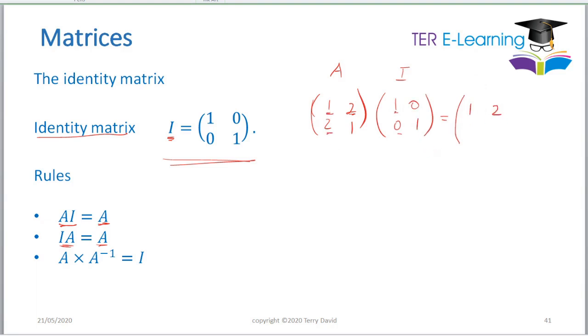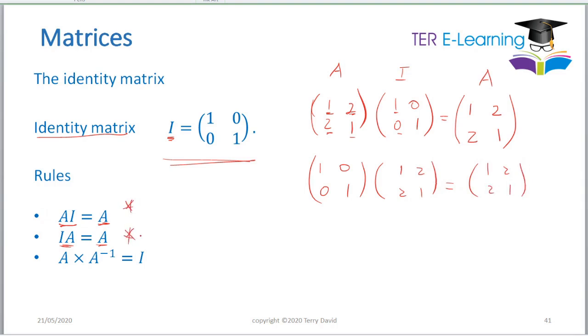Then 2 by 1 gives me 2, and I'm going to add it to 1 by 0. So this is going to be 2. And then when you work out the last element, you're going to get the same thing. So therefore, any 2 by 2 matrix multiplied by the identity matrix, I'm going to get back the same matrix, right? And the same thing applies if I do it in a reverse order as well. So if I do 1, 0, 0, 1, and I multiply by the 1, 2, 2, 1, I know that the answer is going to be 1, 2, 2, 1, right? So this is what this rule is saying. This is what this rule is saying, right?